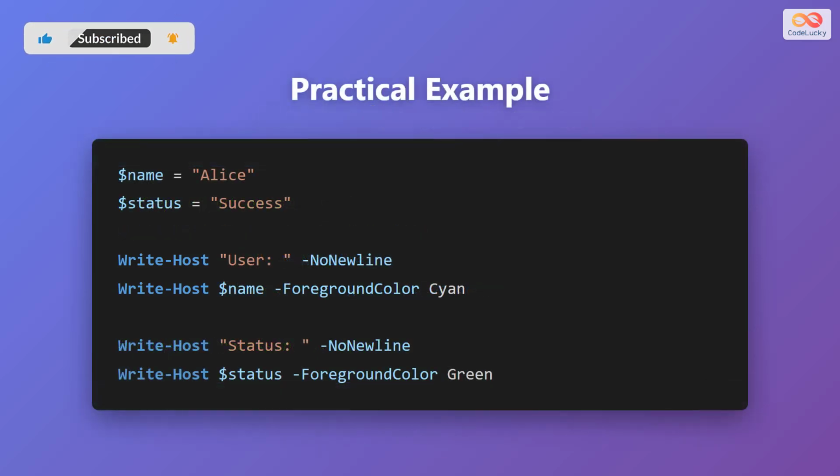Let's look at a practical example that combines what we've learned. First, we create 2 variables: $name equals "Alice," and $status equals "success." Then we use Write-Host "User: " -NoNewline, followed by Write-Host $name -ForegroundColor Cyan. This displays the user name in cyan. Next, we write Write-Host "Status: " -NoNewline, and then Write-Host $status -ForegroundColor Green. This creates a clean, colorful output that's easy to read and understand.